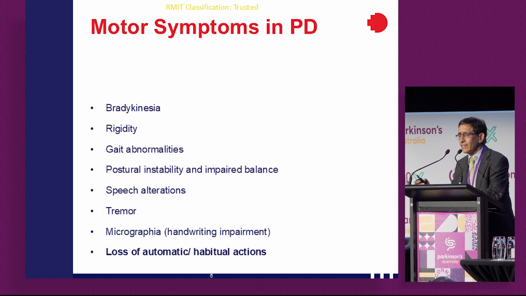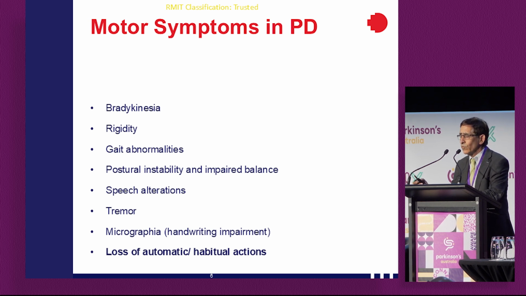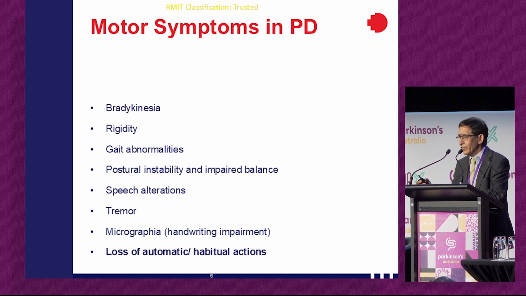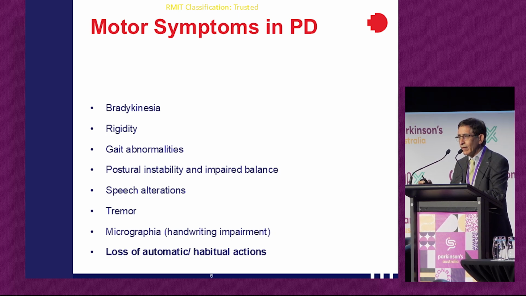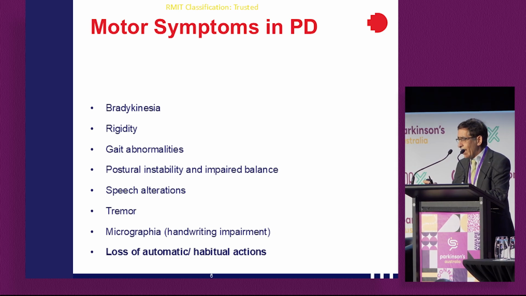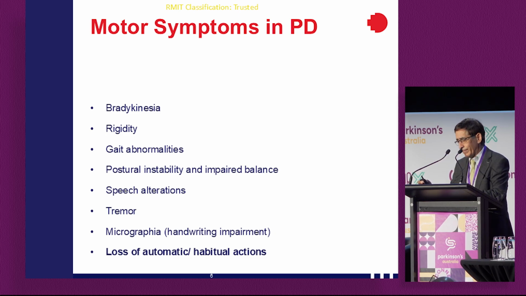And the same thing happens for doing other activities as well. As a result of that, some of the symptoms that come across would be classified as bradykinesia, rigidity, gait abnormality, the postural instability and imbalance, speech alterations, tremor, and the micrographia. Micrographia being the smallest of the handwriting at that particular time. And most of these can be related down to the loss of habitual activity.